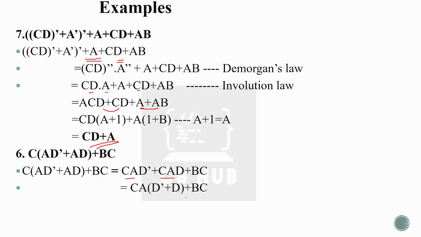And we know D bar plus D is equal to 1. And CA into that 1 is equal to CA. CA plus BC. And here C is common. We can take that out: C into A plus B. This is the final expression. Here the number is 8. Okay, these are our examples.